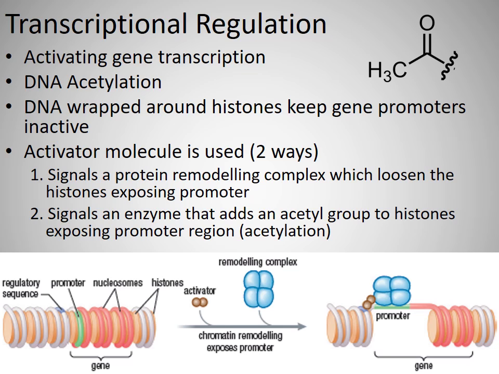Now a histone is like a spool, and imagine the thread is like the DNA. The DNA wraps itself around that spool. That's what a histone is. A histone is a protein. Well, if the promoter region is somehow wrapped around that histone, it needs to be exposed in order for gene transcription to occur. And these 2 ways, protein remodeling complex and acetyl groups added to histones, are a way in which a gene can be activated inside of a cell.